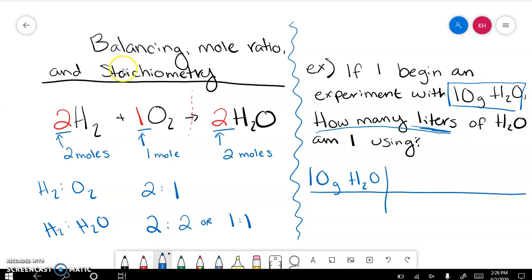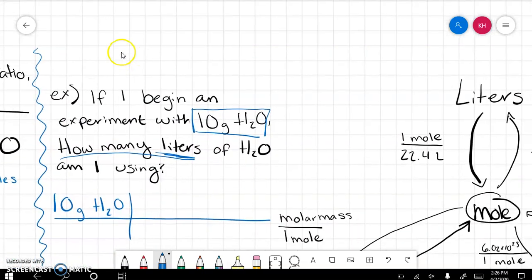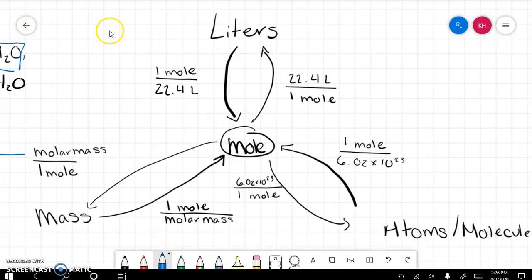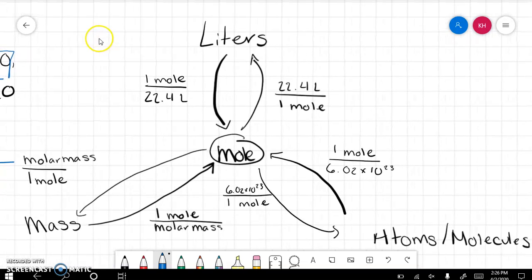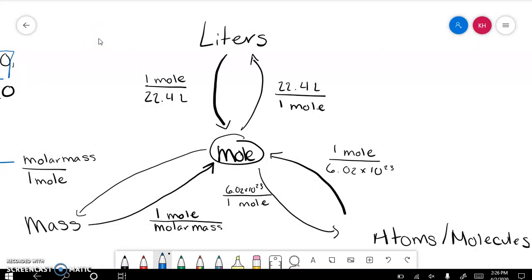In this, I have kind of drawn out the chart we've been using in class. It's a little rough. Don't criticize my art skills. But if we're at mass, remember it gave us 10 grams of mass. And we need to make our way all the way over here to liters. There's no direct path connecting these two. Remember, the first step we got to do is go through moles. And so to get from mass to mole, I need to have the molar mass on the bottom with 1 mole up top.